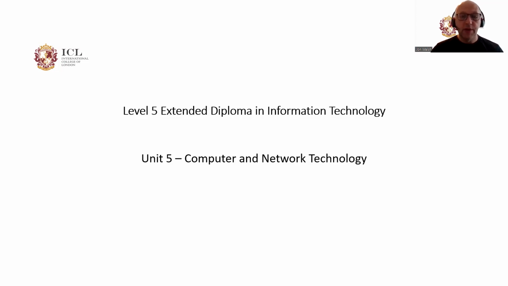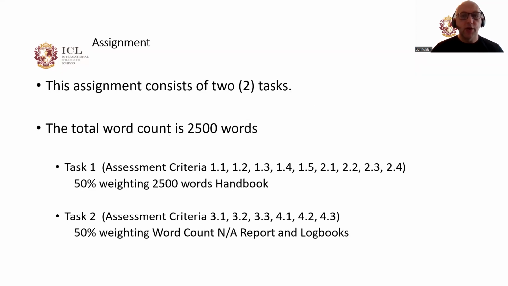I'm just going to do a short video here in regards to Unit 5, Computer and Network Technology, which is part of the Level 5 Extended Diploma in Information Technology. This particular unit has two separate tasks and the total word count is 2,500 words.